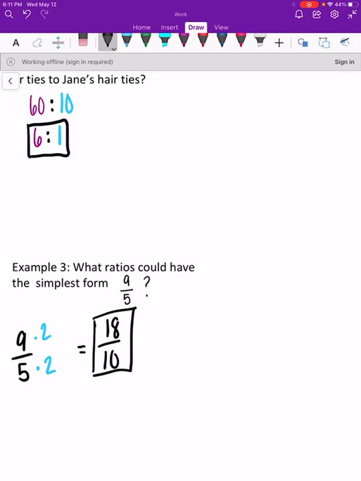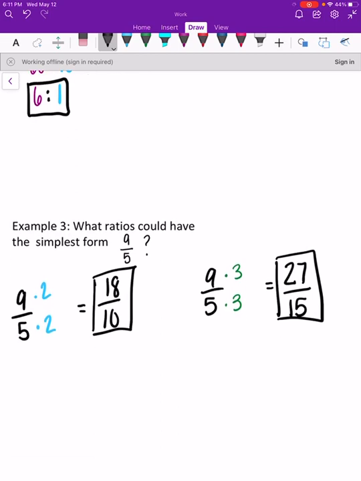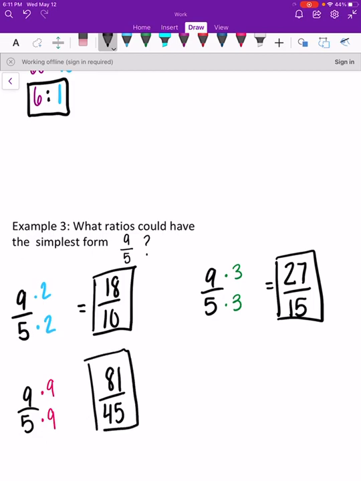And we can do that again. We can do 9/5 times, let's do times 3. Why not? 9 times 3 is 27. 5 times 3 is 15. This is another ratio that could have the simplest form 9/5. And you could do it with any number. We can do 9/5 times, let's do 9. 9 times 9 is 81. 5 times 9 is 45. Here's another ratio. That simplest form is 9/5. You would just divide 81 over 45 by 9.